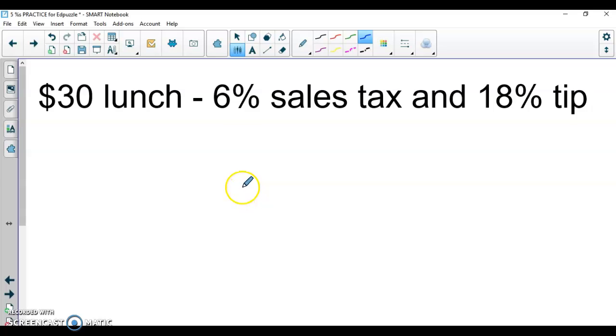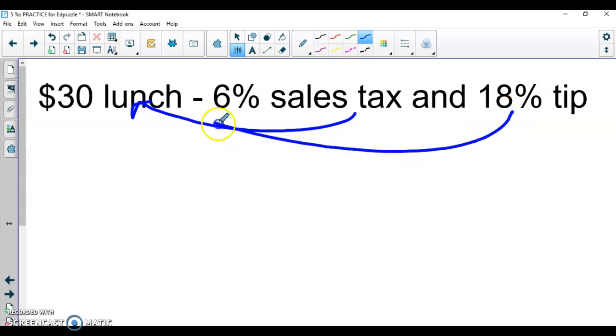In this example, we have a $30 lunch. We're going to have 6% sales tax and an 18% tip. So this one I'm going to grade you on it, but I'm going to walk you through the first steps and then have you do the final step. When we have tax and we have tip, the crazy part is the tax gets calculated on the $30, but the tip also gets calculated on that $30. So we kind of have to do them at the same time.